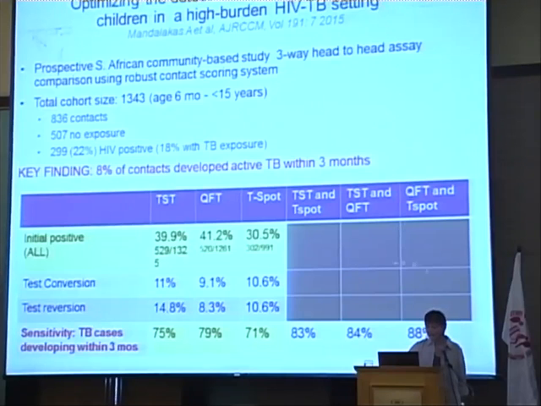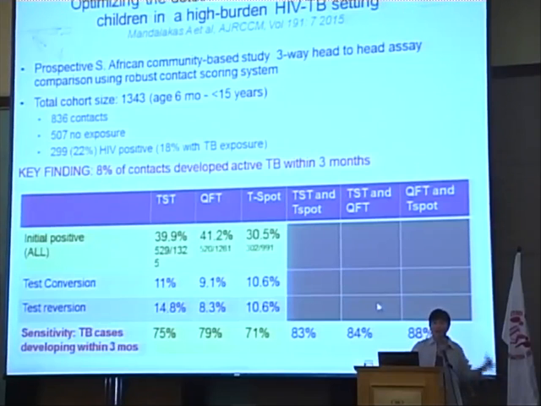But looking at the sensitivity of cases developing within 3 months, 75% of those cases were detected by the skin test, and almost 80% for QuantiFERON and less for T-SPOT. Okay? And if you added the two tests together, you got a better sensitivity for active TB. The best sensitivity was when you added the QuantiFERON to the T-SPOT. You got almost a 90% sensitivity for those kids that would progress to active TB.